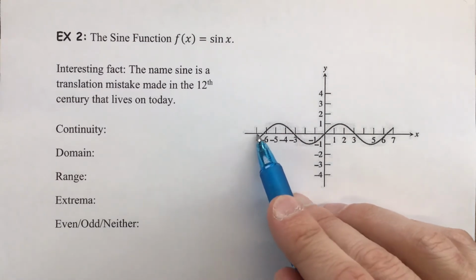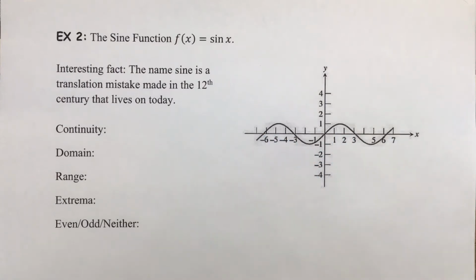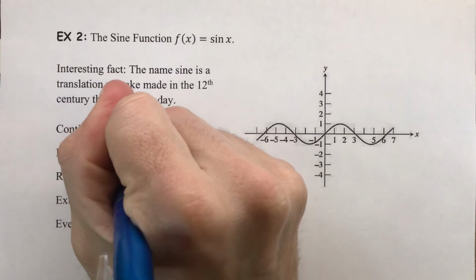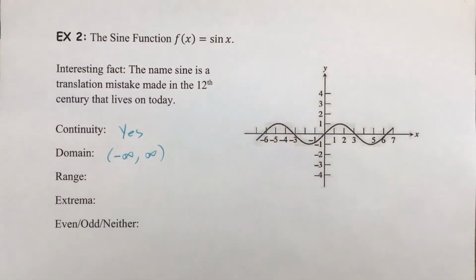We've seen it before. It's just that wavy graph that moves through. It has high points at 1. It has low points at -1. Continuity, yes. This is a periodic graph that continues this shape forever. The domain is going to be all real numbers. The range is bounded. It is bounded below and it is bounded above.